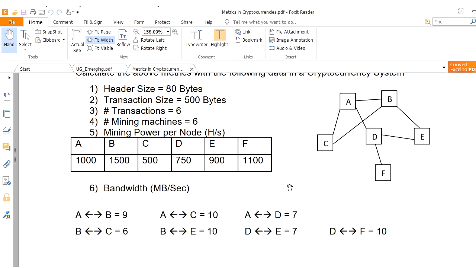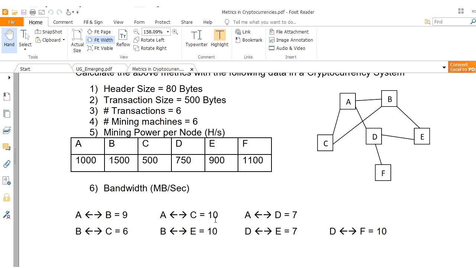Next, bandwidth. I am assuming equal bandwidth. A to B 9 MBps. Okay, 9 mega, not small b, big B, capital B. This is bytes, megabytes per second. Small b means megabits per second. So bandwidth is in megabytes per second. A to B is 9 megabytes per second.